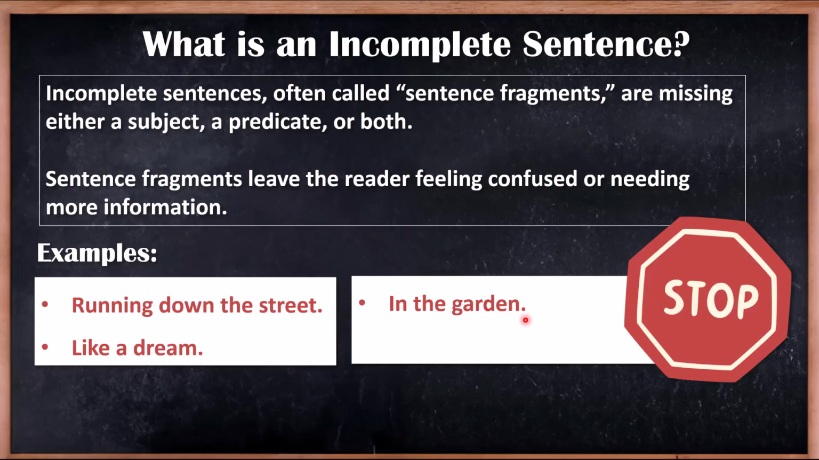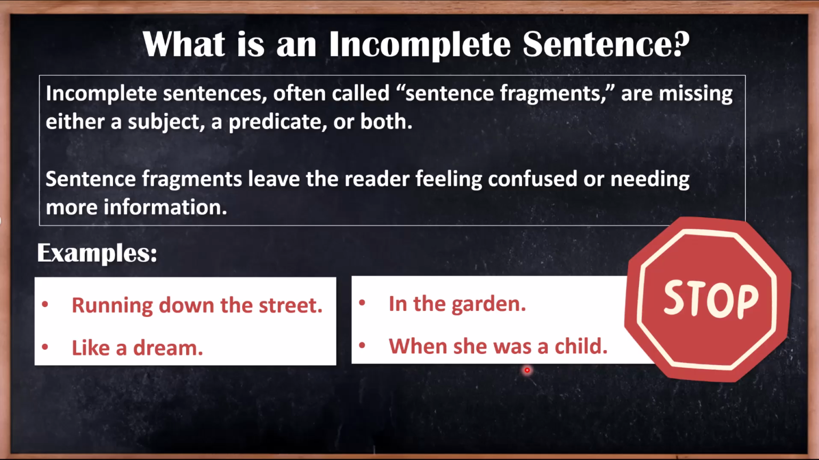"In the garden." Here we have a location, but we don't have a subject or a verb. Who is in the garden? What are they doing in the garden? "And when she was a child." Now this is a tricky one because we have a subject, she, and we do have a predicate, was a child, but it's still a sentence fragment.